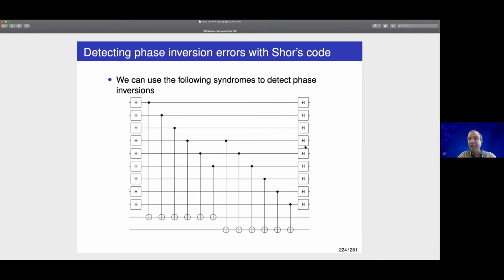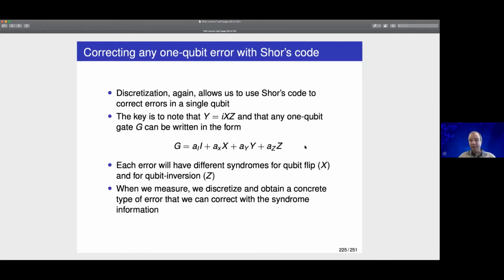Okay, and with this, the good thing is that, well, maybe you can think that we are only protecting against phase inversion and qubit flip, but there may be other errors. Well, the thing is that with this code, we can protect against any possible error that occurs on just one qubit. Why? Because I'm not giving you here the most general model of errors.